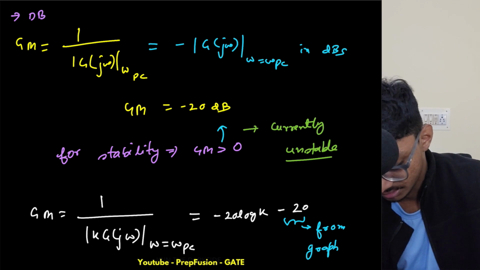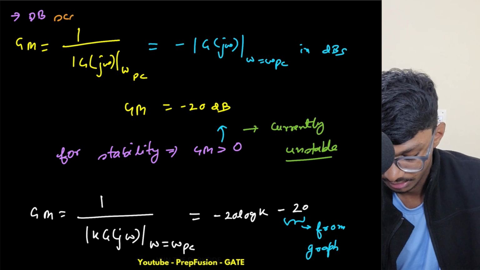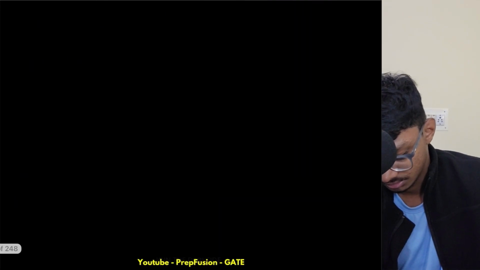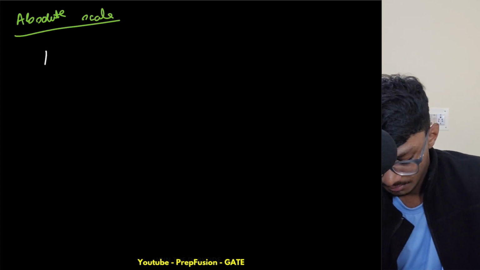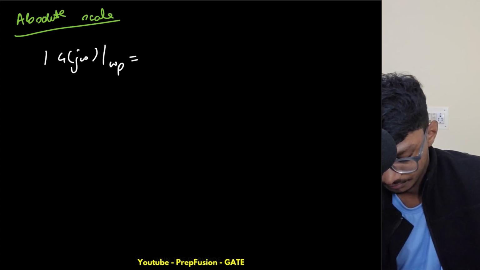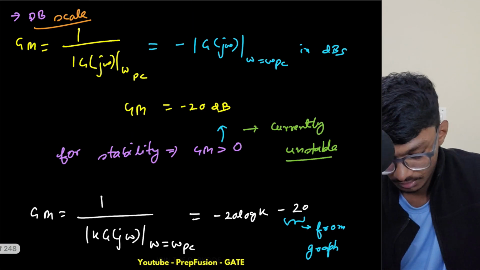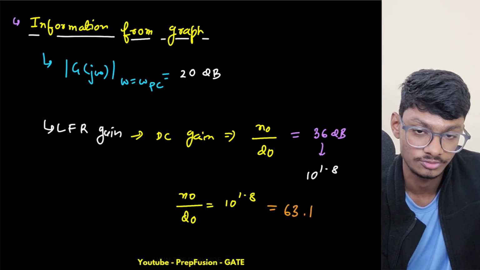Same thing only. Just for the people who are a bit confused in the dB scale, they can try this one out also. So in absolute scale, what is happening? Magnitude of G(jω) at ω = ωp, we already know. It is simply equal to 20 dB. Okay, and what is the absolute form of 20 dB?